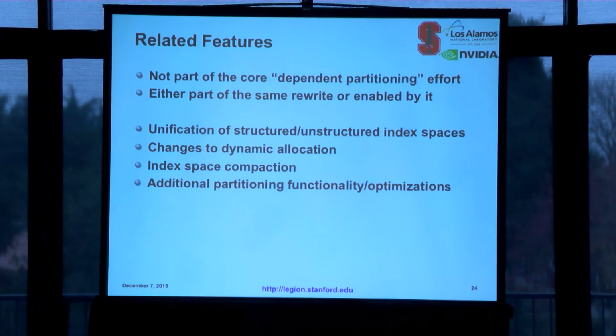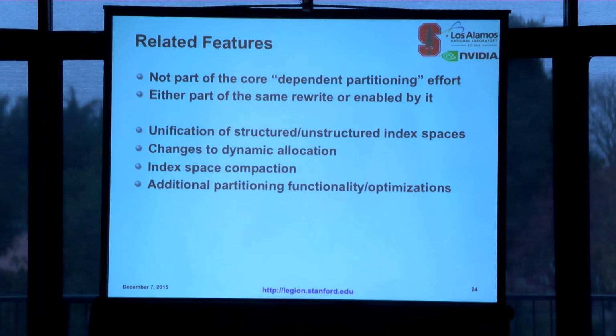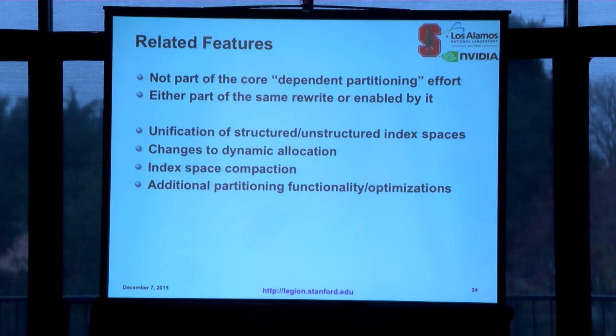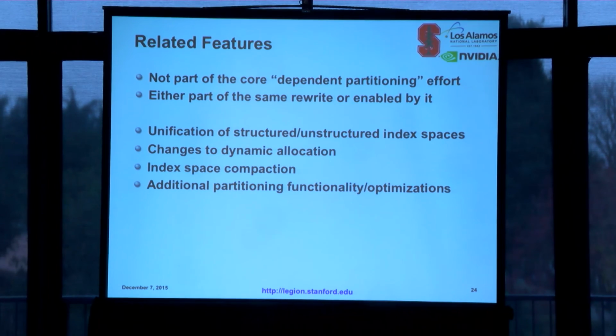There are some changes coming to dynamic allocation. Basically, we're still going to allow it. The way you get at it will be different, and possibly better depending on how much control you want over things. There's an interesting problem of compaction. If I build a sparse index space, sometimes I just want to operate in the sparse form, but sometimes I actually want to do the effort to figure out how to compact it into a smaller space. And so we're going to add that as a feature.